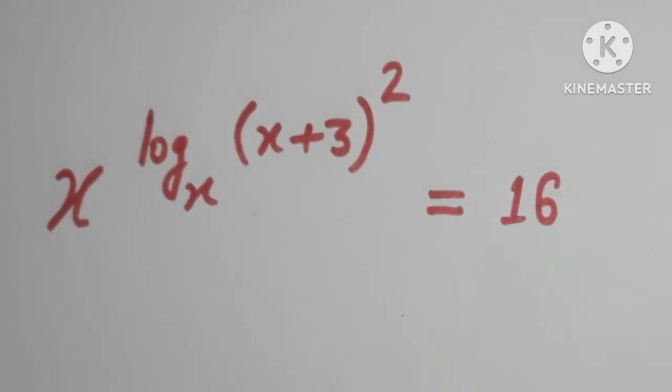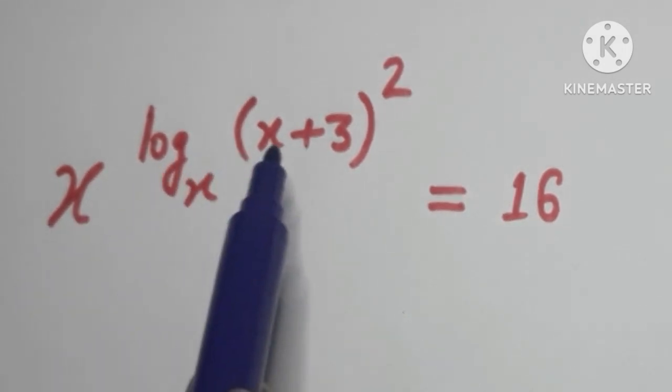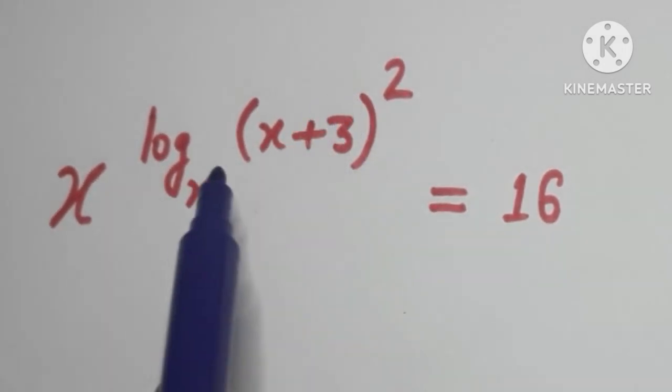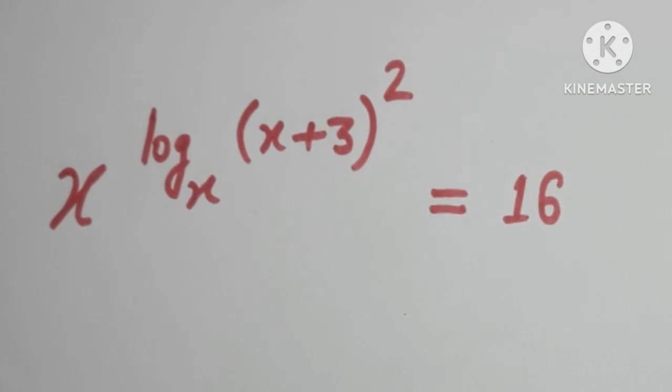Today we have this question on your screen. x to the power log base x of (x plus 3) squared is equal to 16. We have to find the value of x here. How can we solve this one?